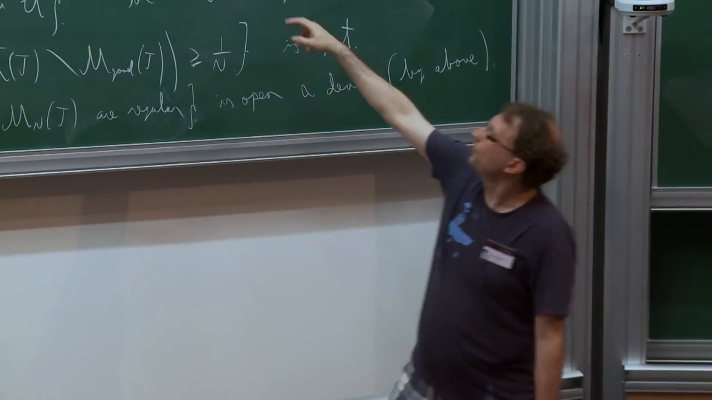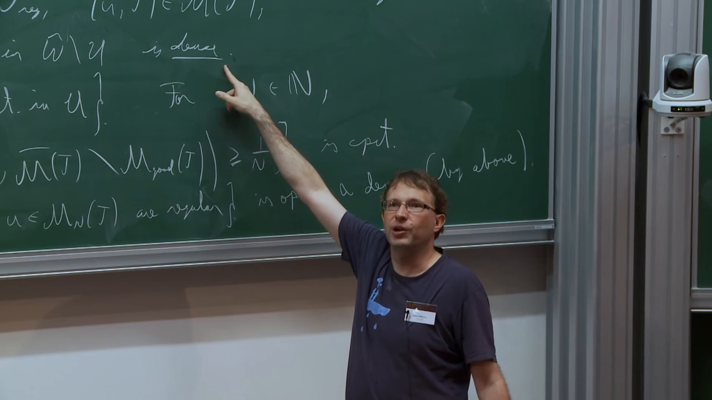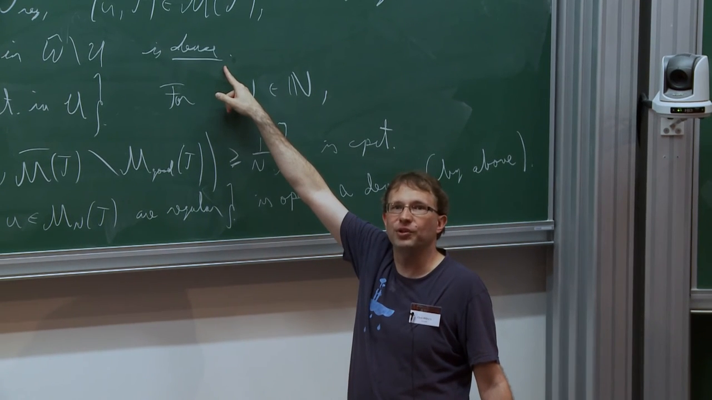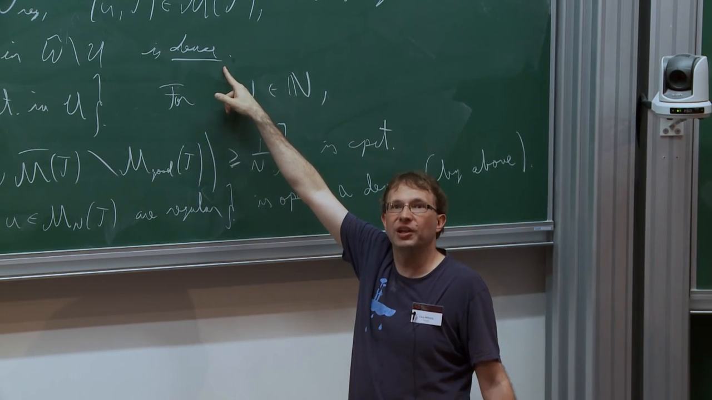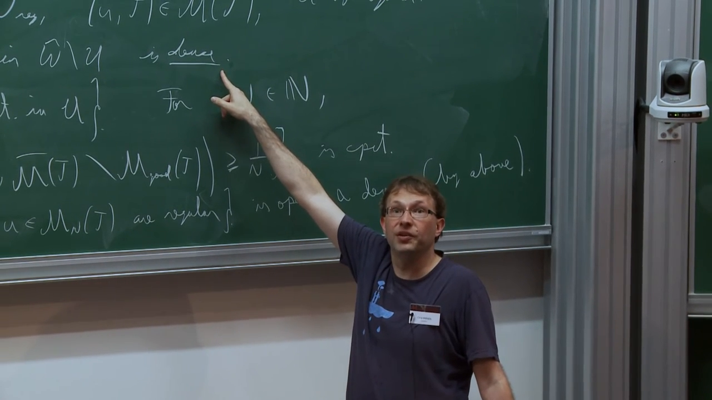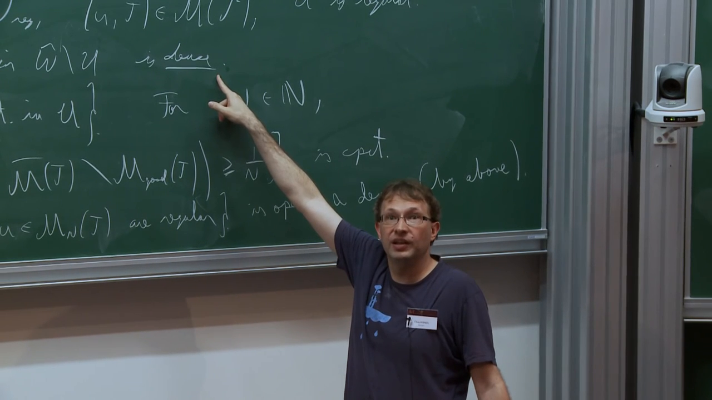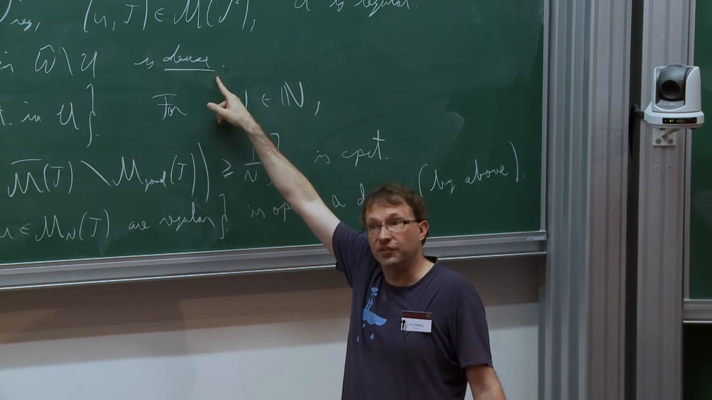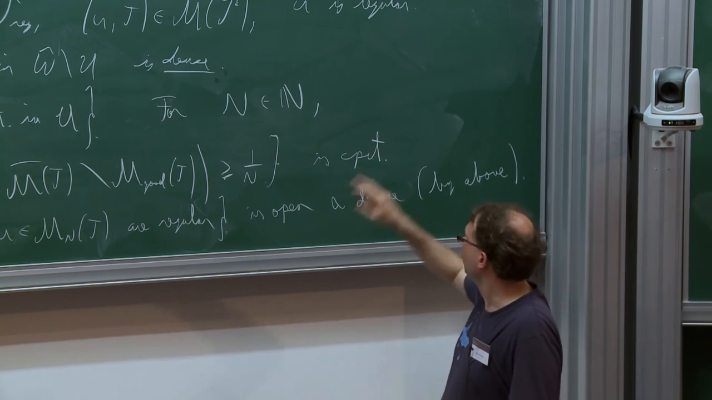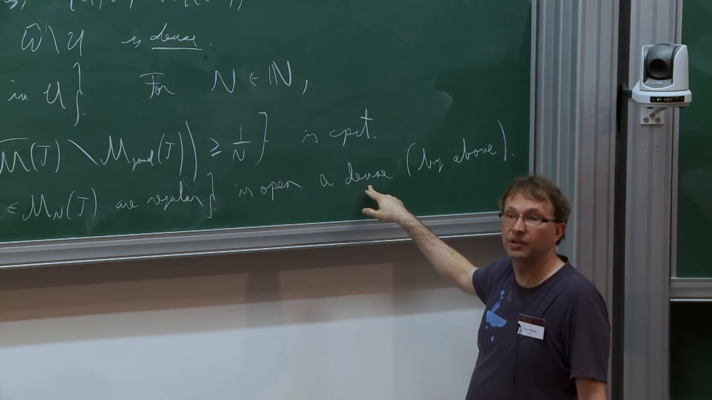What this proves is that for your original J ref, you can approximate J ref arbitrarily well in C infinity with a regular J. So J ref was arbitrary. That implies that the regular things are dense in C infinity. And dense in that is actually a stronger condition than what we need down here. It implies it immediately.